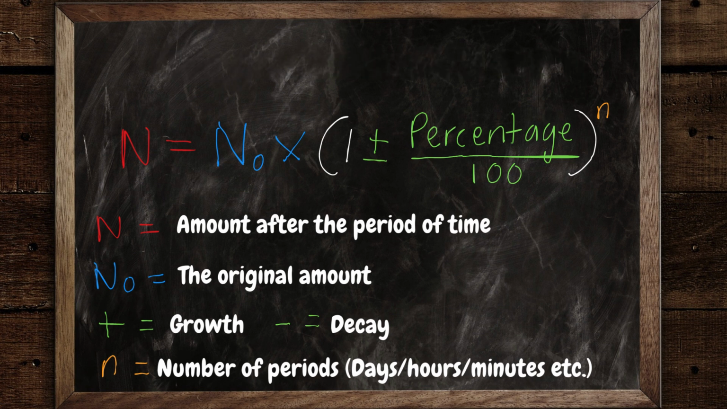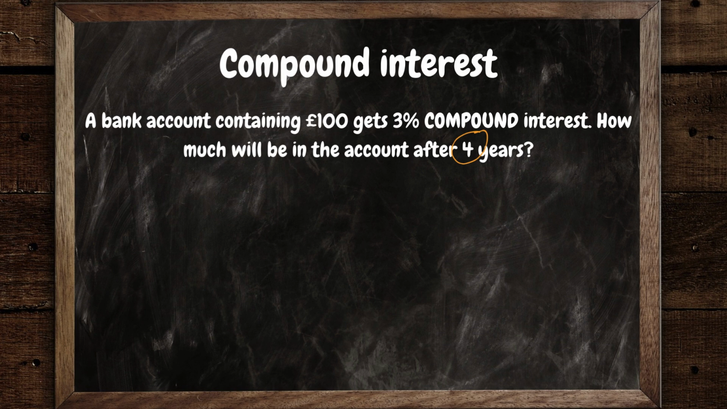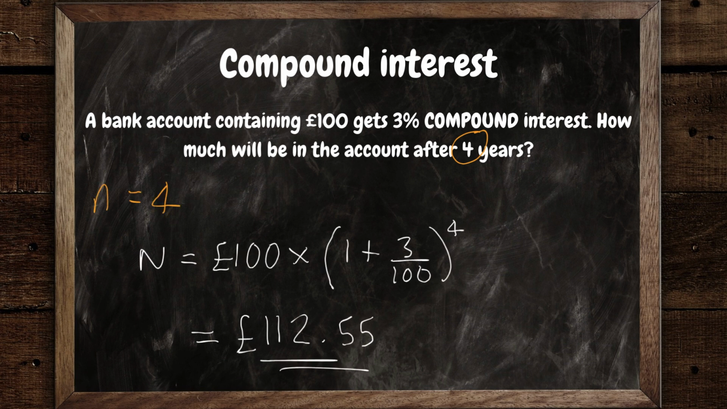So, for example, if you have a bank account, again, going back to the previous example, containing £100 and it gets 3% compound interest, how much would be in the account after 4 years, for example? So, in the first year, again, 3% on top of £100 is £103. And then in the second year, 3% on top of £103 now is £106 and 9 pence, and so on. So to find compound growth after a specific number of years, so in this case 4 years, we can substitute all the values into the compound growth and decay formula.